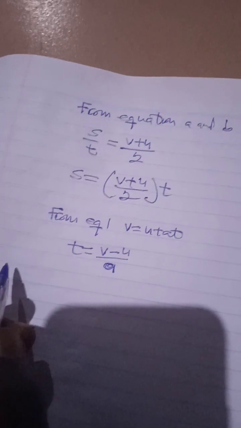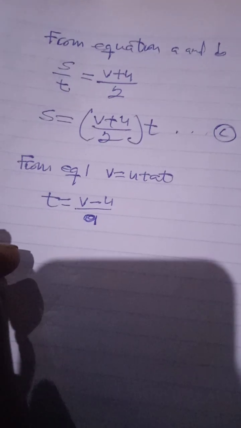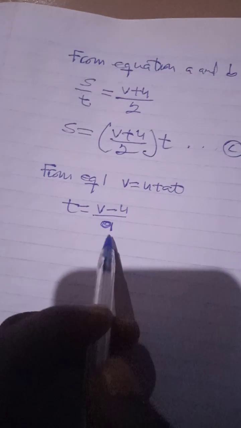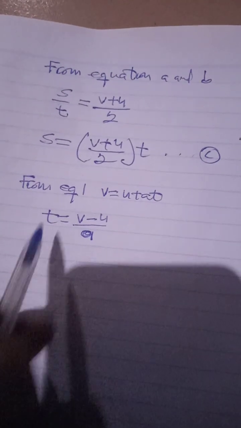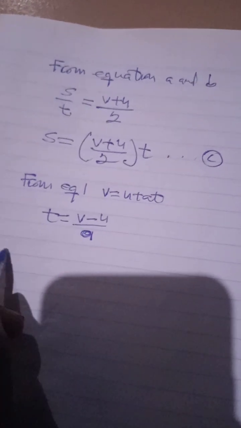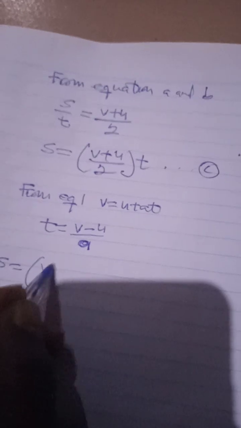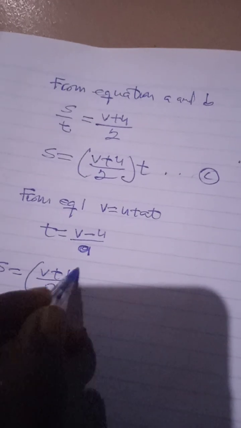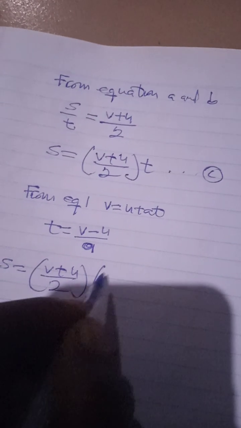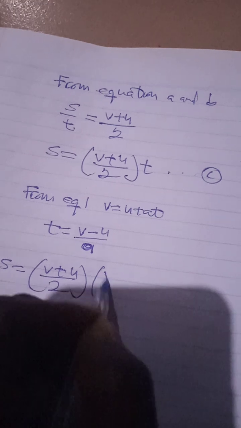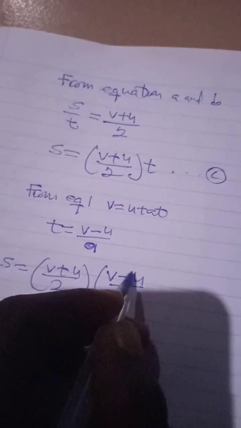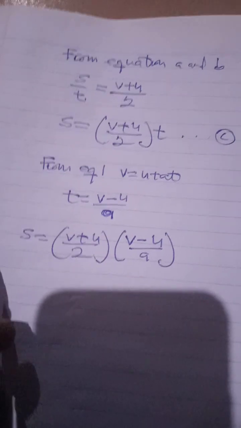Okay. Now we can substitute the t into equation C, right? Yes. So wherever you see t, you put v minus u over a there. So now you have s is equal to v plus u over 2, then wherever you see t, we are replacing it with v minus u over a, right? Yes.